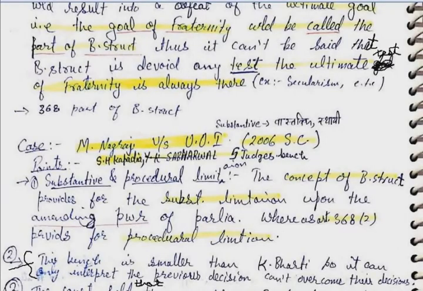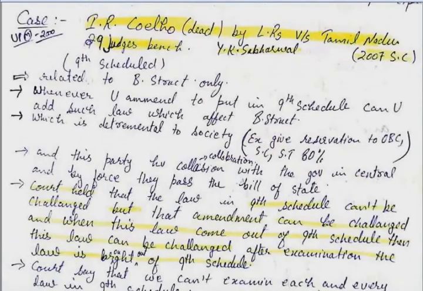So in this case, M. Nagraj, the judgment was delivered by S.H. Kapadia, Justice. It is a 5 judges bench. Now let's see another case, that is I.R. Coelho, dead by LRs versus State of Tamil Nadu. It is a 9 judges bench, and the judgment is delivered by Y.K. Sabharwal, Justice. It is a 2007 Supreme Court case.